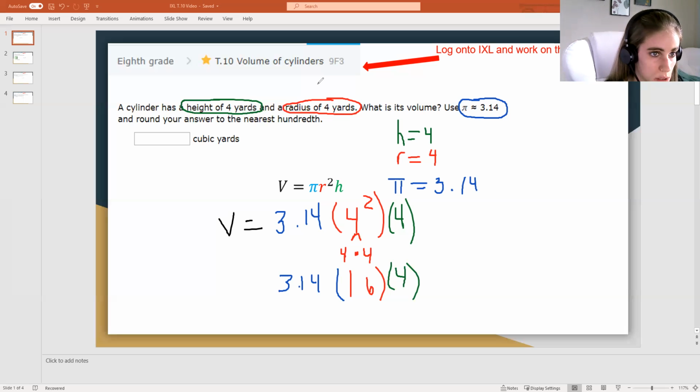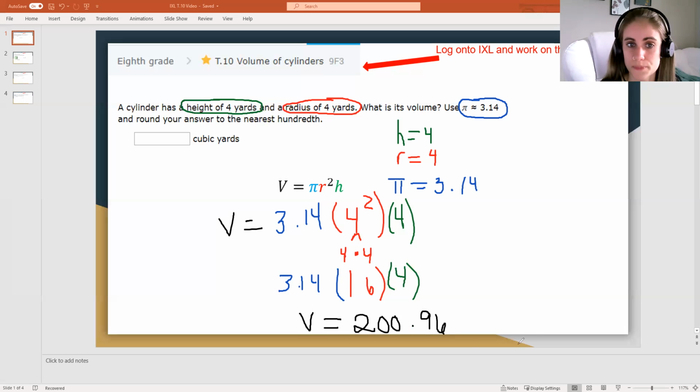And when we do, we discover that the volume is 2.96. Now let's double check a few things before you submit your answer into IXL. First, see if you have to round. Well, our directions told us to round to the nearest hundredth. How many decimal places is that?